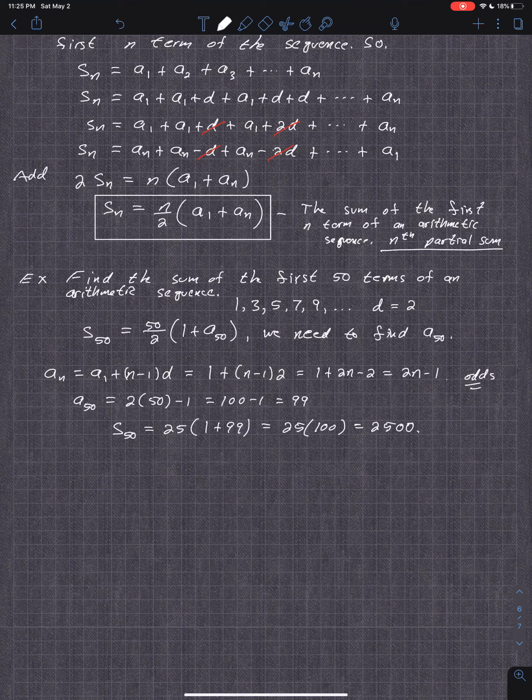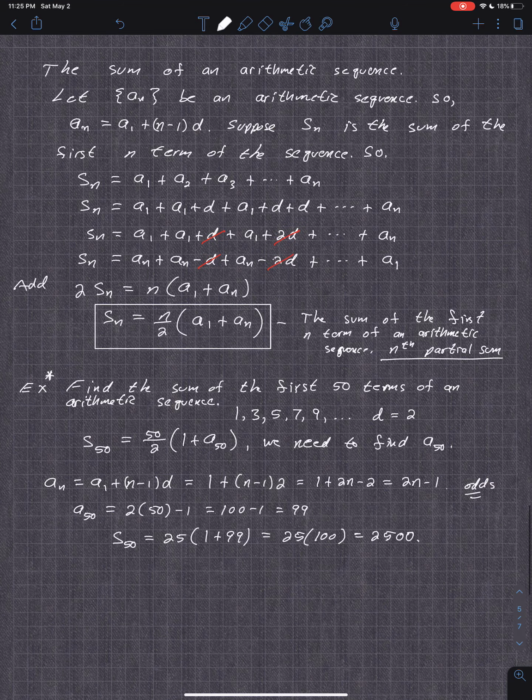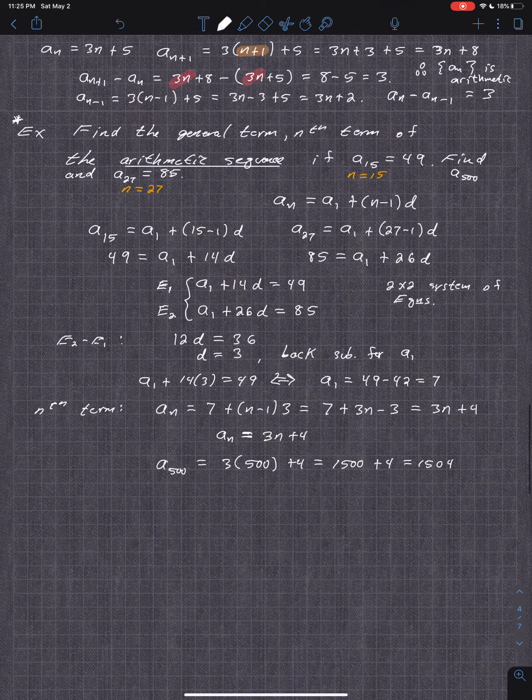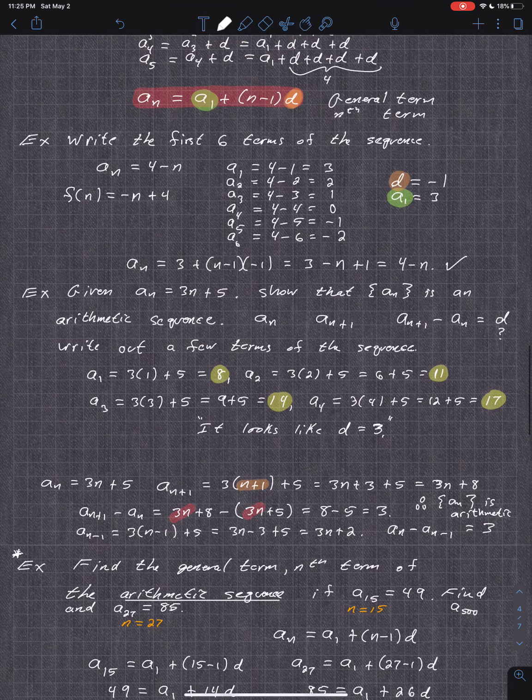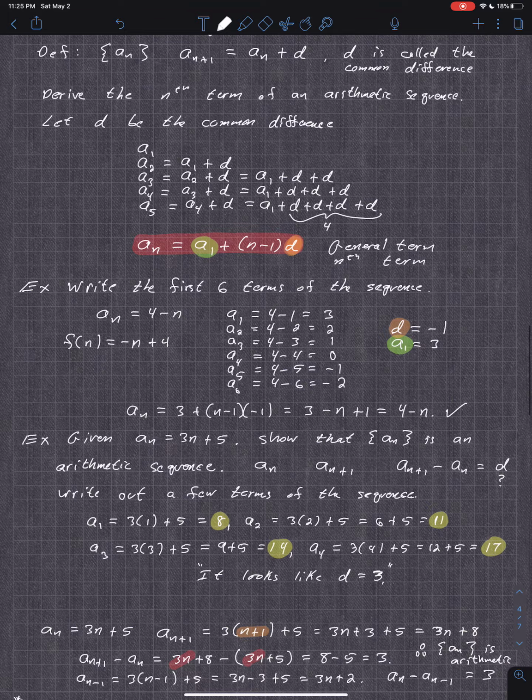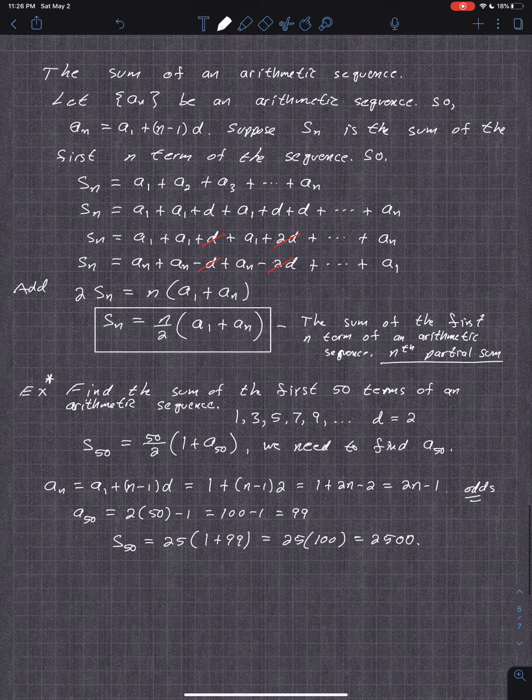Okay, that's 8.2. So both of these questions are really important. The starred ones are the ones that are most important. That one and that one. And the rest is just kind of warm up understanding. That's it for 8.2. We will go on to 8.3 next, and that is on geometric sequences.